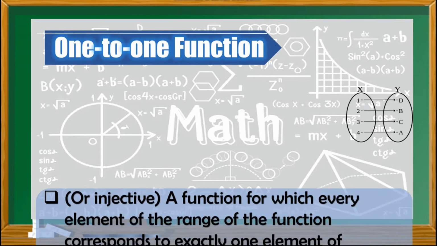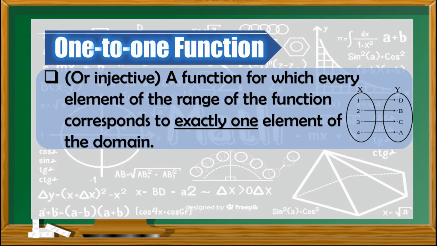When we say one-to-one function, the other term is injective, and it is a function for which every element of the range of the function corresponds to exactly one element of the domain. Looking at the figure at the right, we have a mapping that shows for every element of y, there corresponds one value of x, which makes this a one-to-one function.